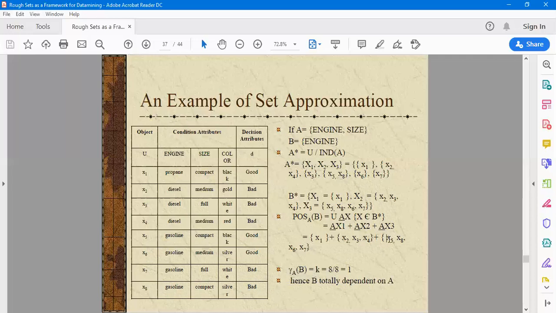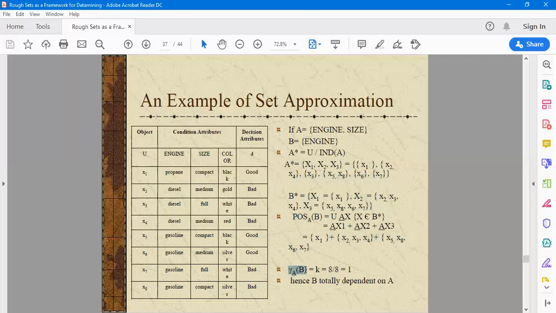They will be attached to this X6 and X7. Now why X6 and X7? Because we are taking B only in terms of engine, so there should be no ambiguity. Even though these things are different, with respect to engine, the gasoline is the same on the left hand side. So if B is the same, you need not worry about it. You can put all the attributes as it is. Clear? Now this is your positive region A with respect to B.